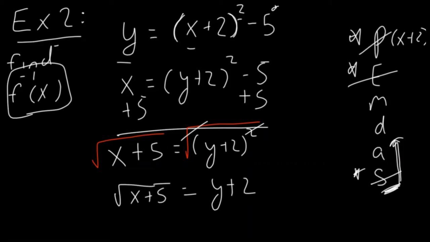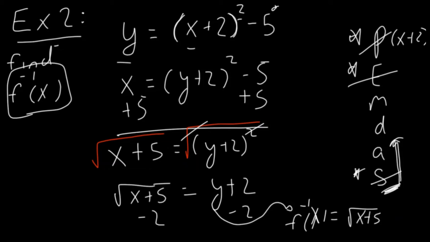And to get rid of that parentheses, to get rid of the plus 2, we simply have to subtract 2, minus 2. Once again, where does that go? Well, I'm going to go ahead and take my y and write it here as f inverse of x equals the square root of x plus 5. And at the very end, outside of the square root, we'll put that minus 2. And that will be our answer for example 2.